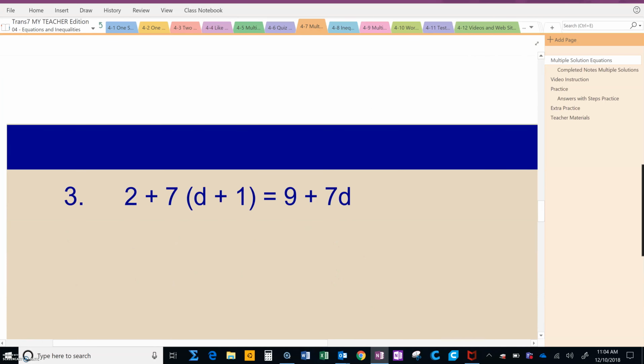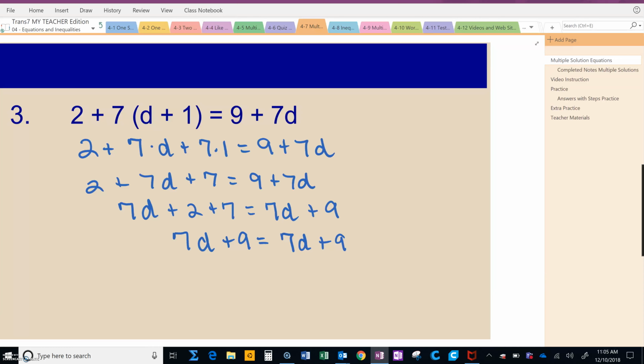Go ahead and solve this. I did not solve this quite all the way, but you can see where I used my distributive property to multiply 7 times d, giving me 7d, and 7 times 1 is just 7. Then in my next step, I add in my like terms. I have a 2 and a 7 that I added. I just rearranged the order first, and that gives me 9. So I end up with 7d plus 9 on the left and 7d plus 9 on the right. Those two expressions are exactly the same.